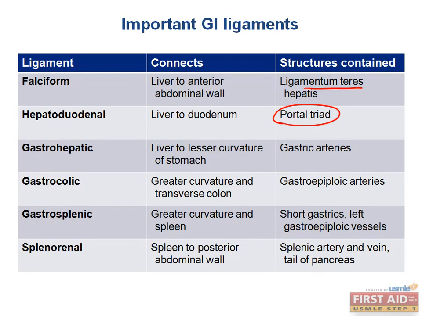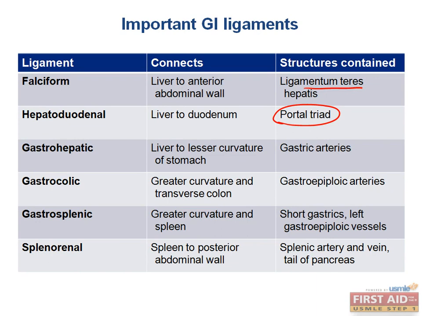The gastrocolic contains the greater curvature and transverse colon, as well as the gastroepiploic arteries. The gastrosplenic contains the greater curvature of the stomach and the spleen, as well as the short gastrics and the left gastroepiploic vessels. The splenorenal ligament connects the spleen to the posterior abdominal wall, and this contains the splenic artery and vein, as well as the tail of the pancreas.